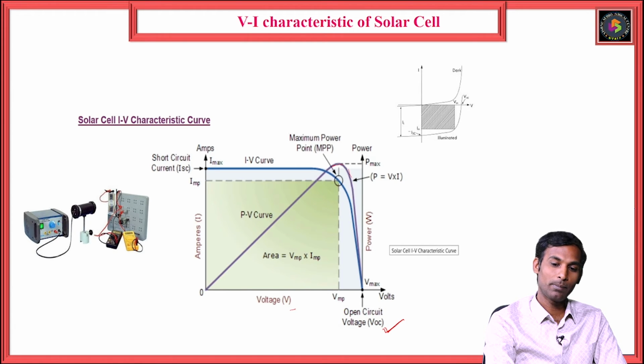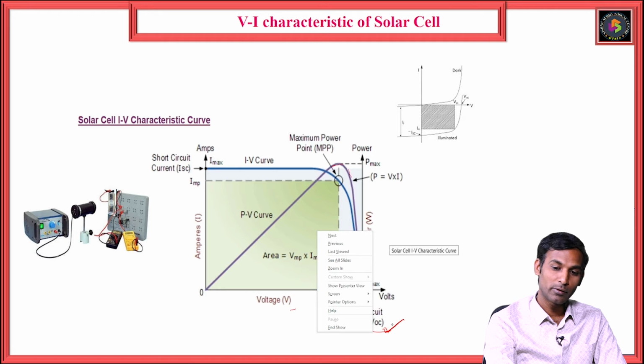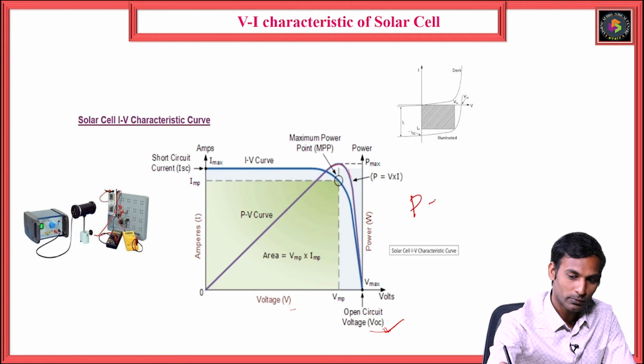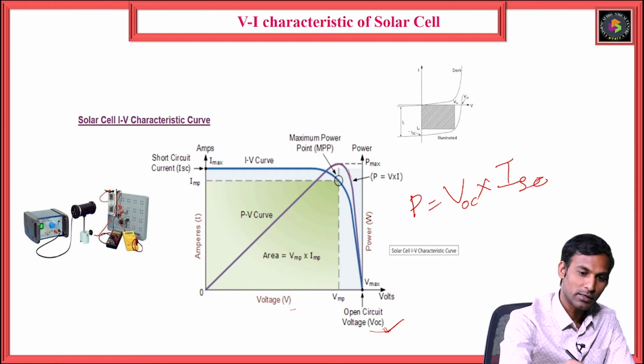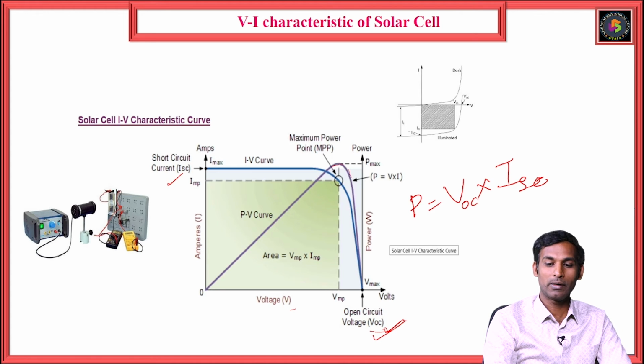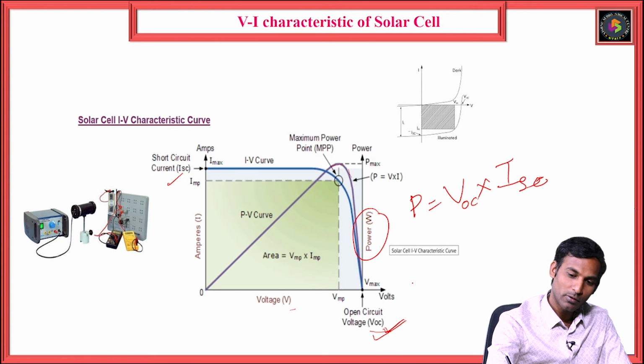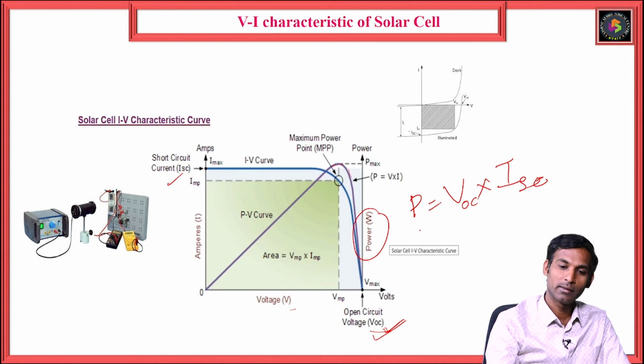Maximum power is calculated by voltage into current, that means open circuit voltage into short circuit current. The formula is P is equal to VOC into ISC. ISC indicates the short circuit current, and VOC indicates the open circuit voltage. What is the importance of the open circuit voltage and the short circuit current? How are we calculating the power here? Power is equal to voltage into current.